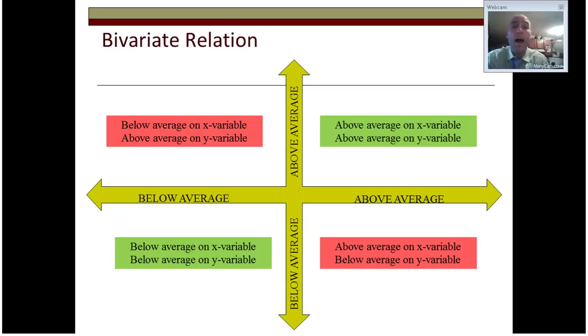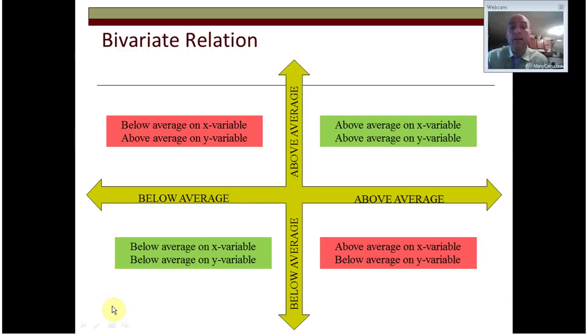The second one we're going to have, we can say, is your reading ability. You can have a below average reading ability, or you can have an above average reading ability. This puts us in a place where we have four quadrants, four areas. This top right quadrant here indicates someone that might be above average on the x variable, the size of your feet, and above average on the y variable, your ability to read. So this might be someone like me. I've got some ears, I've got some big feet, and I've got the ability to read.